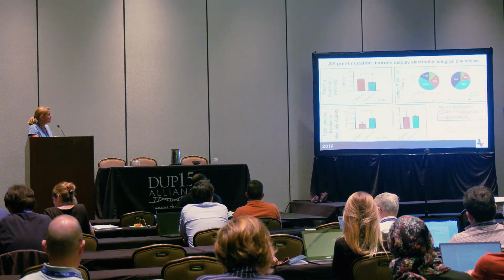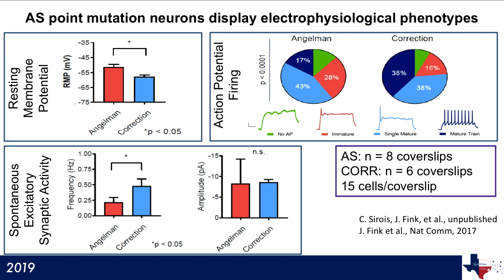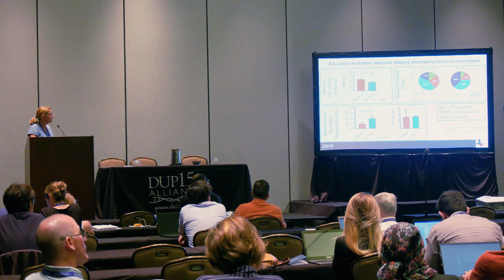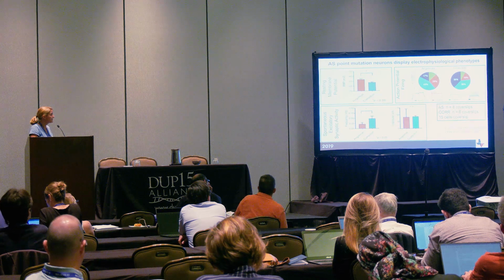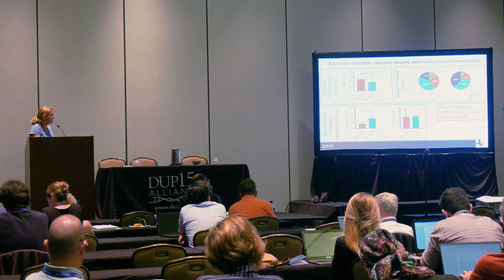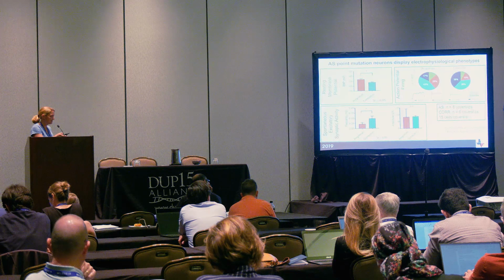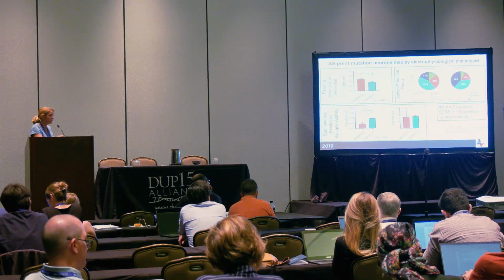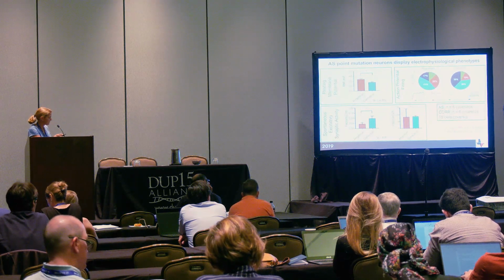When we look at the electrophysiology that we've done in collaboration with Eric Levine's lab, we can see that they have the known phenotypes seen in Angelman neurons. They have a more depolarized resting membrane potential. That seems to be the primary phenotype. They have delayed maturation of action potential firing, and alterations in spontaneous excitatory activity. And I should mention, since he's here, James, this is work that was really pioneered by James Fink in Eric's lab.